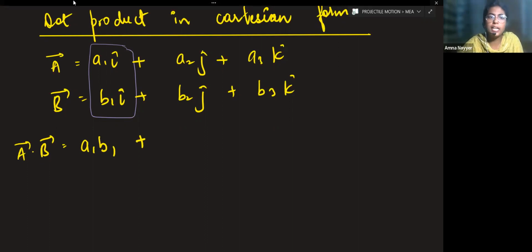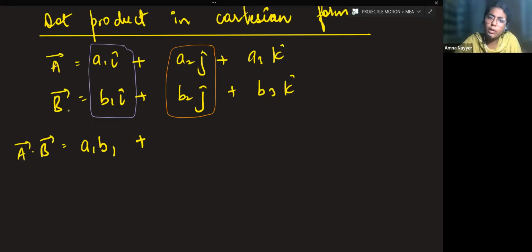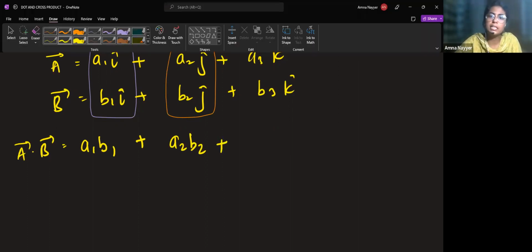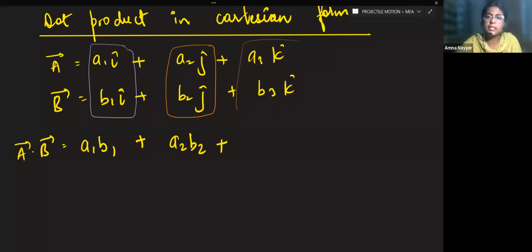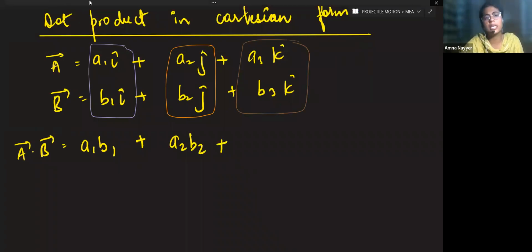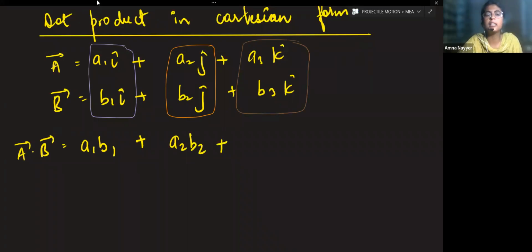Now you have second like term as what? A2 B2 J cap. J cap dot J cap will be 1. What are you left with now? A2 multiplied by B2. So A2 B2 plus the last term that you have is A3 B3 because K cap dot K cap will be 1. So dot product multiplication is easier.